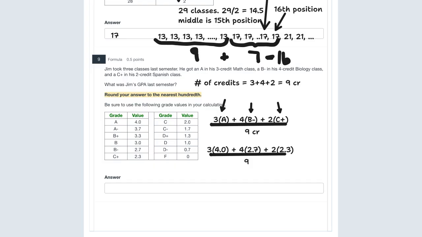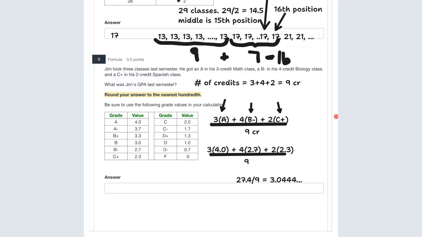So the number of grade points is 27.4. So this is equal to 27.4. And then I have to divide that by 9. This is 3.0444. These 4s keep going.